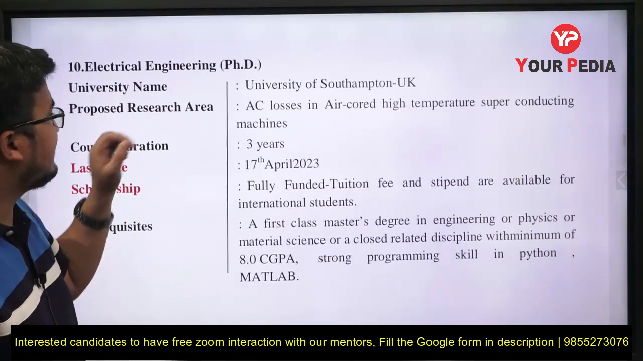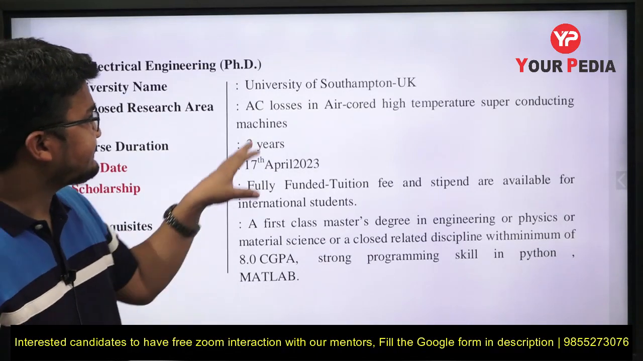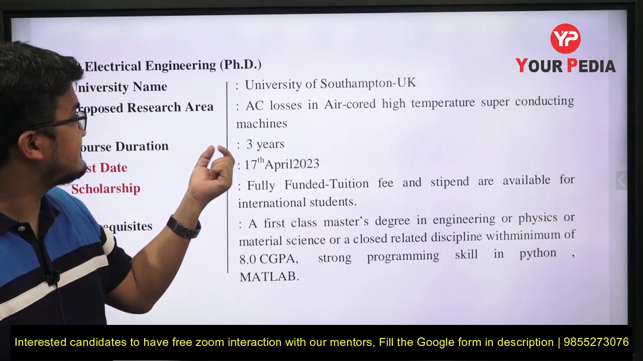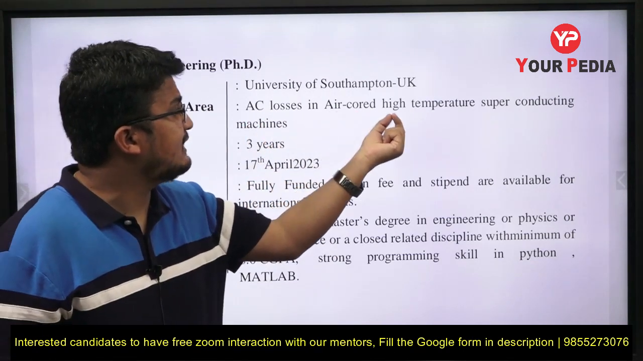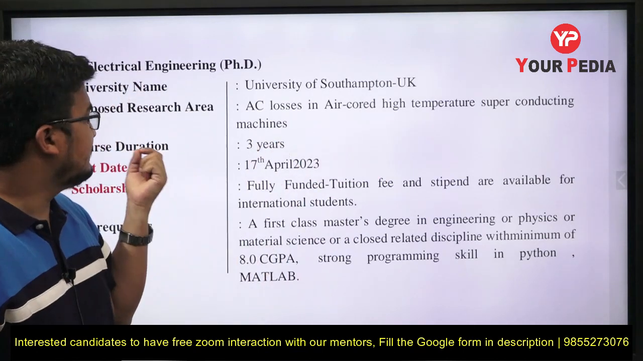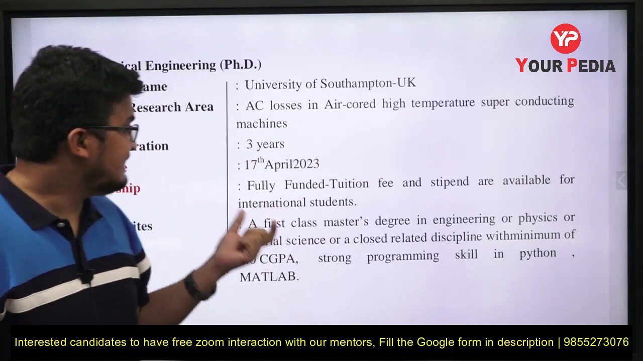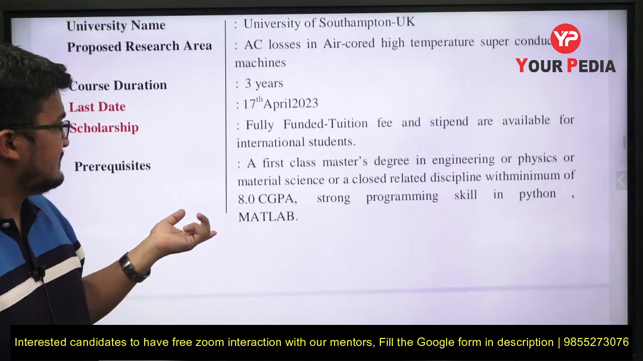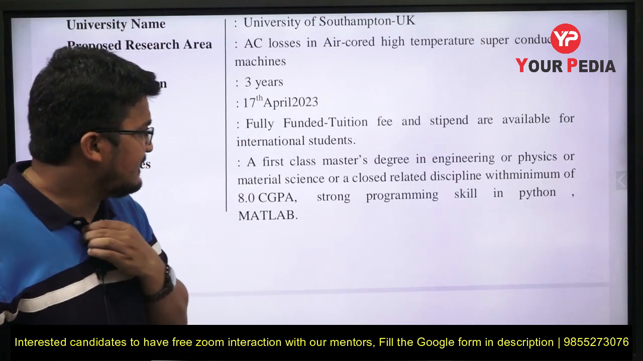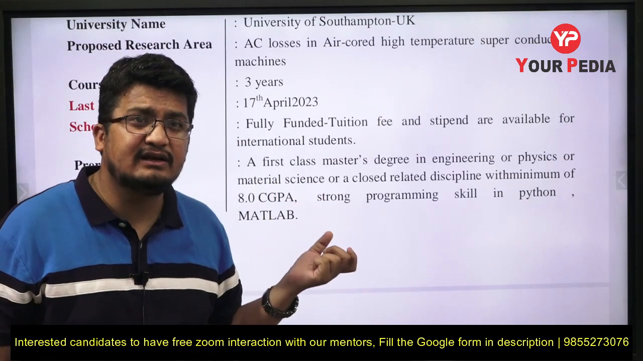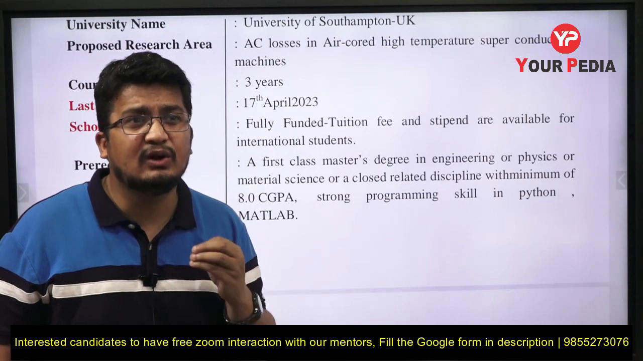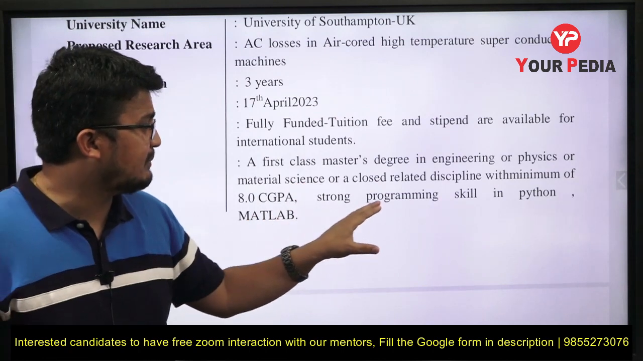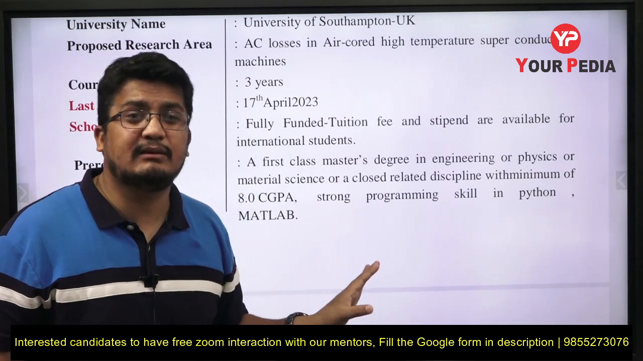Now the next option is an electrical engineering PhD at the University of Southampton, UK. The research area is very interesting: AC losses in air-cooled high temperature superconducting machines. Duration is 3 years, the last deadline is 17th April 2023, and it's a fully funded position. So there is a stipend available for international students. A first class master degree in engineering, physics, material science or a closely related discipline with a minimum of 8 CGPA is needed, and strong programming skills in Python and MATLAB are required.